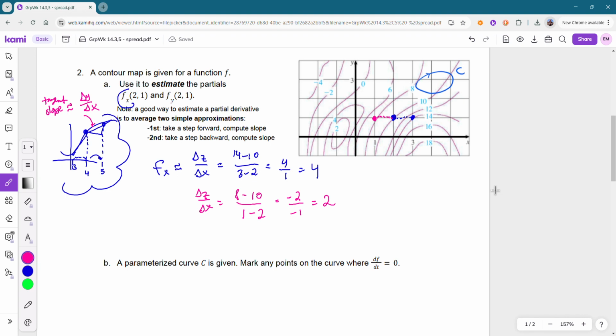And if we now do a quick sanity check, the fact that we have +2 is good, right? Because we started here and moving to the right, we're moving uphill up to the value of 10 from our value of 8. So we should have a positive slope. So that looks good. And then if we want to take the average, we can say f_x is about 4 plus 2 over 2, which is approximately 3. And that'll be good enough for us.